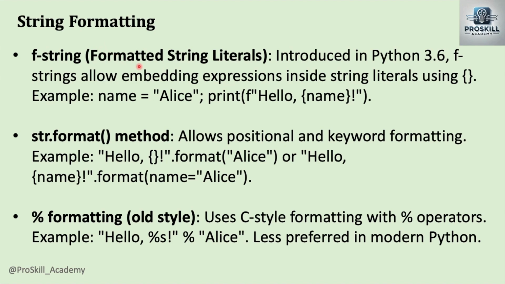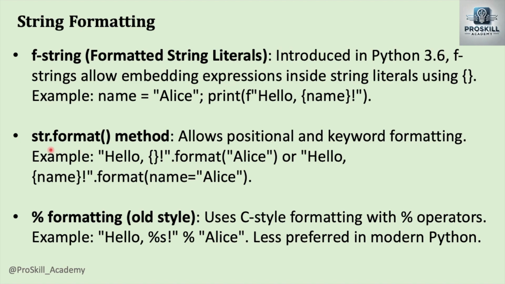Let's break them down. So the first one is the f-string method. This method was introduced in Python 3.6 and is now the most preferred approach for formatting strings. With f-strings, you write the string normally but prefix it with an f. You can embed variables or even expressions using curly braces. This style is highly readable and efficient, making it ideal for modern Python development.